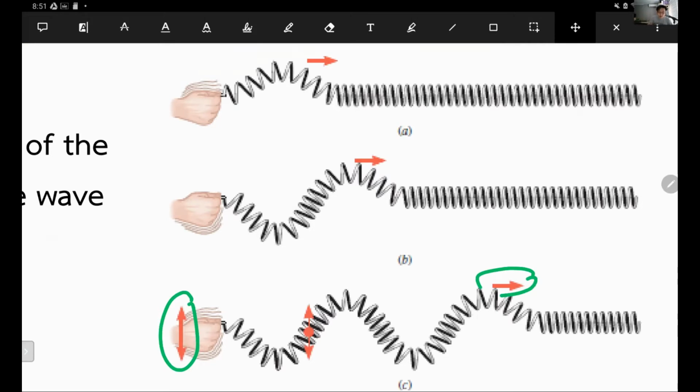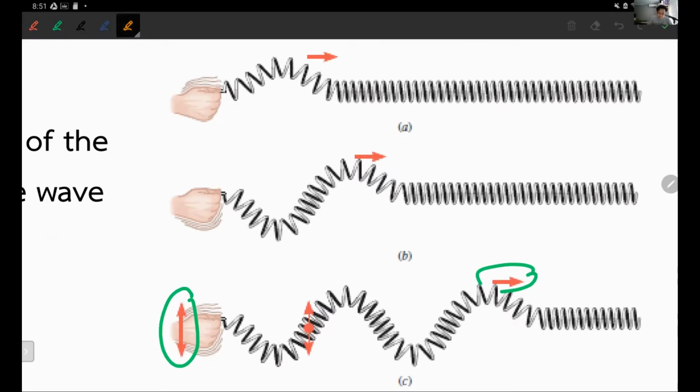What you can see over here is that the elements of the spring move up and down, up and down. Wherever you look, it only moves up and down, no matter where you are on the string, which is right now a spring. But the wave is traveling to the right. And that is the key, guys.